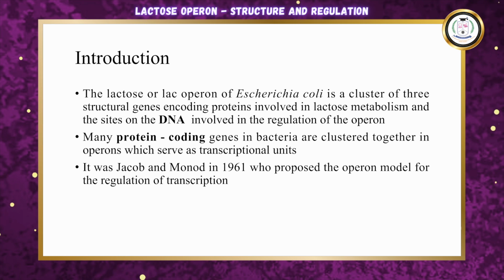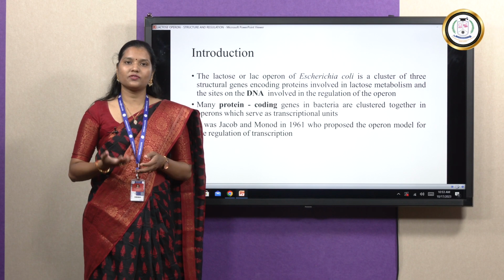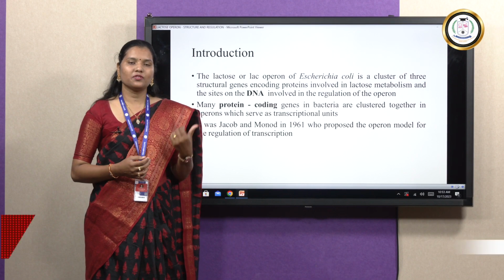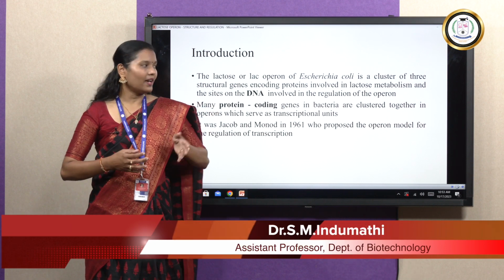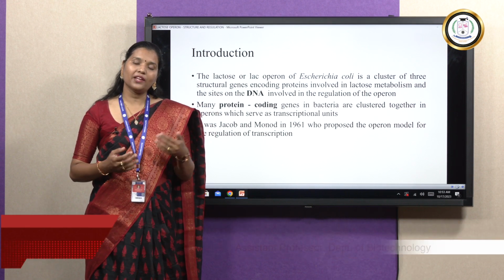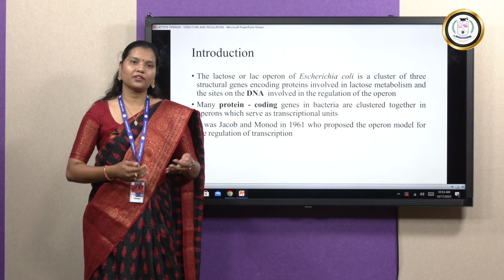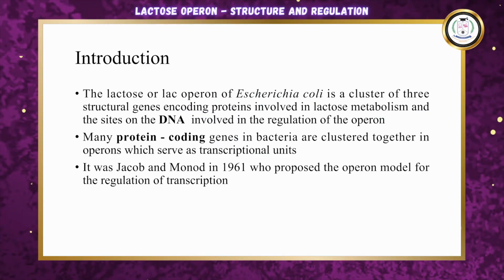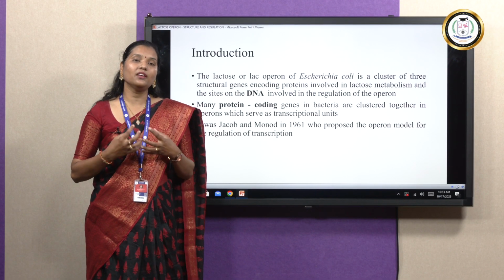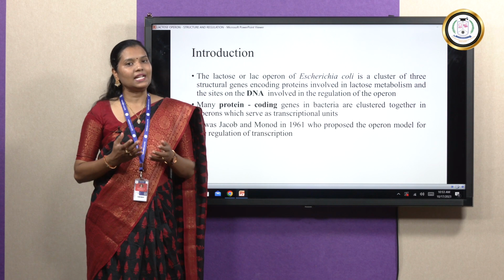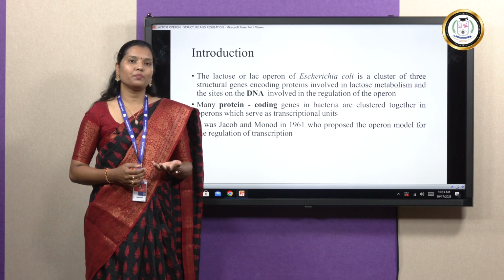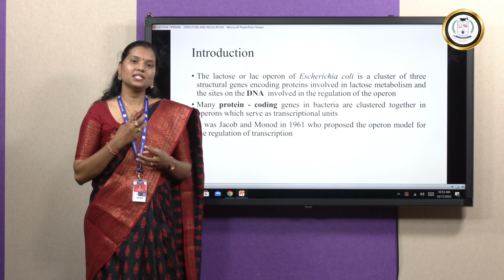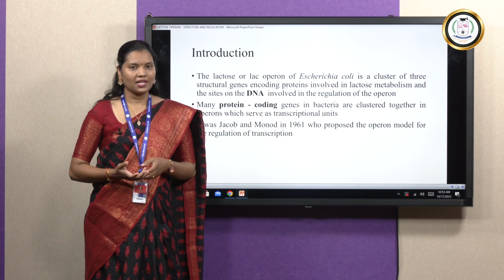Introduction. An operon is a structure which contains linked genes that code for different proteins. The lactose operon is usually seen in prokaryotes. Prokaryotic gene regulation has various operons like the lactose operon, tryptophan operon, arabinose operon and so on. The lactose operon, seen in Escherichia coli, is a cluster of three structural genes which encode certain proteins involved in lactose metabolism, and it also speaks about a set of genes in the DNA that regulates the operon.